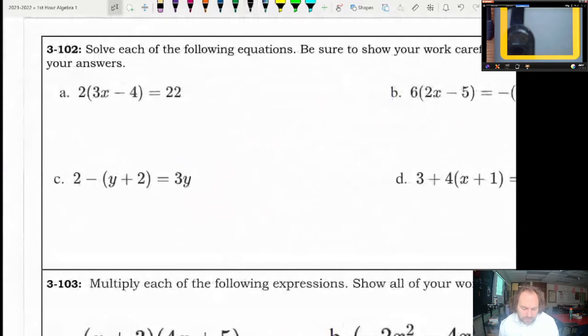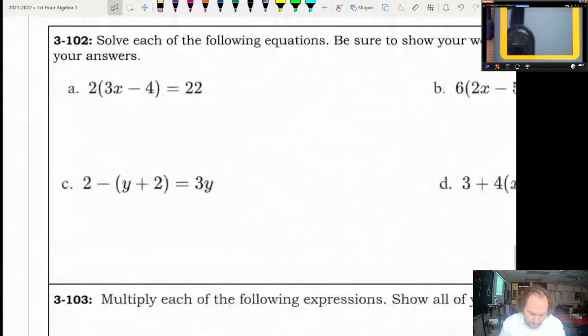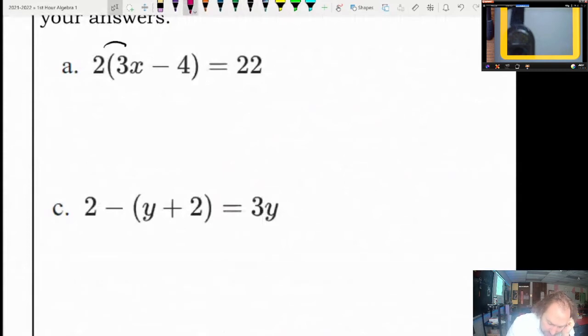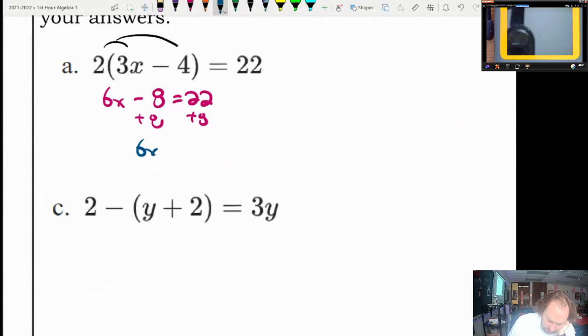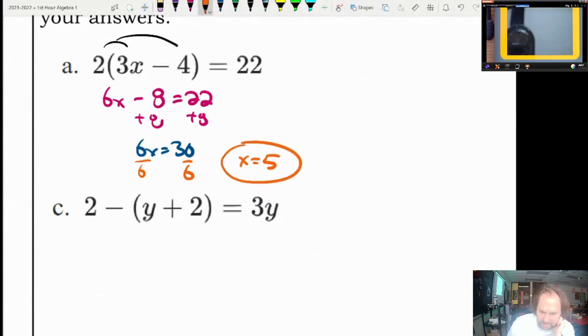3102. Solve each of the following equations. Be sure to show your work carefully and check your answers. So away we go. We're going to start by doing some distributive property in all of these problems. This is going to be 6x minus 8 equals 22. We'll then add 8 to both sides, and we'll get 6x equals 30. And then we'll divide by 6 on both sides, and we'll get x equals 5 for the final answer.